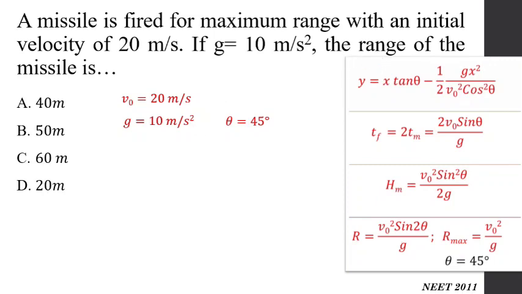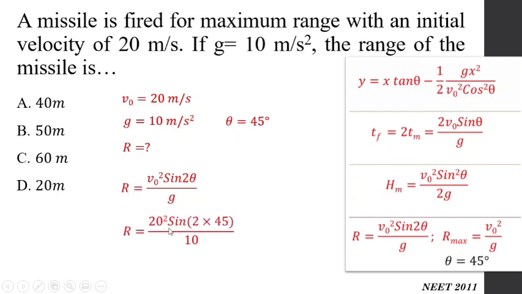To find the range, we should use the formula R equals v0 square sin 2 theta by g. Theta is 45 degrees, so sin 2 theta becomes sin 90, which equals 1. By putting v0 equal to 20 and g equal to 10, we get 400 by 10, which is 40 meters. That means this missile will reach a distance of 40 meters. So the correct option is A.